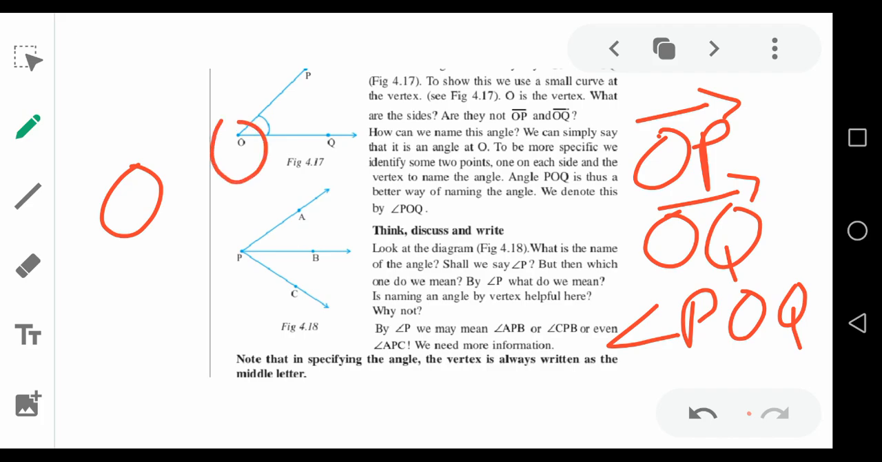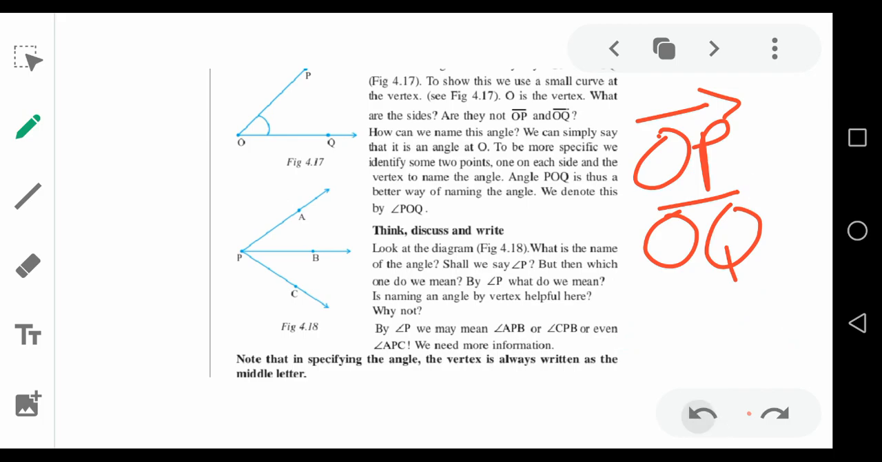Where is this angle forming? That point is the vertex. Okay. So that's how we have to name. Now coming to the next one.